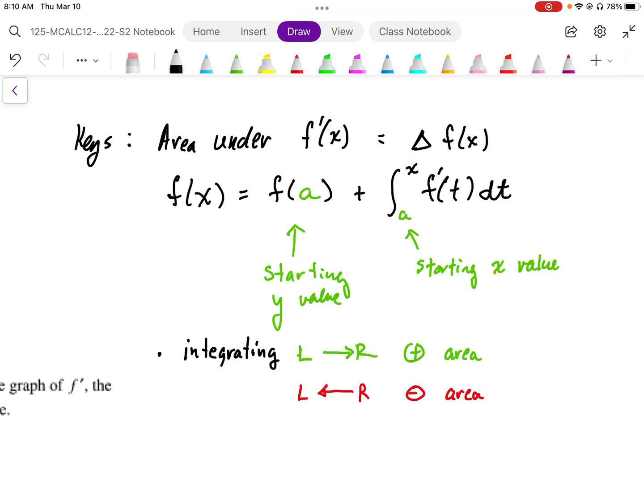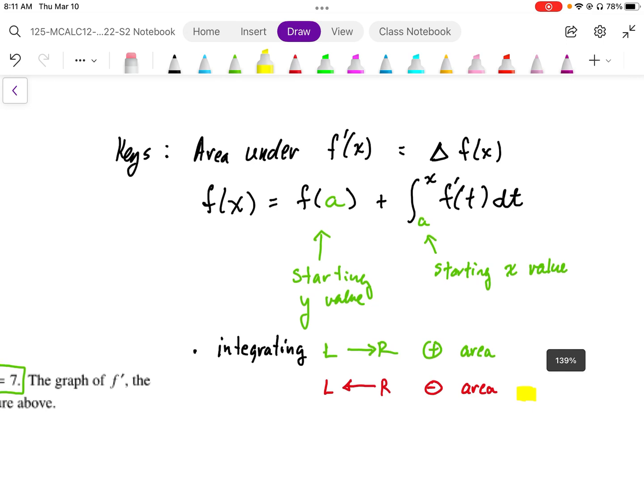The other point is that as we integrate left to right, the area above the curve is positive and the area below the curve is negative, what we would normally expect. However, when we go right to left, we have to be careful because the area under the curve is going to be positive and the area above the curve is going to be negative. So it's going to be the opposite. So we have to be careful of that when we're integrating right to left.